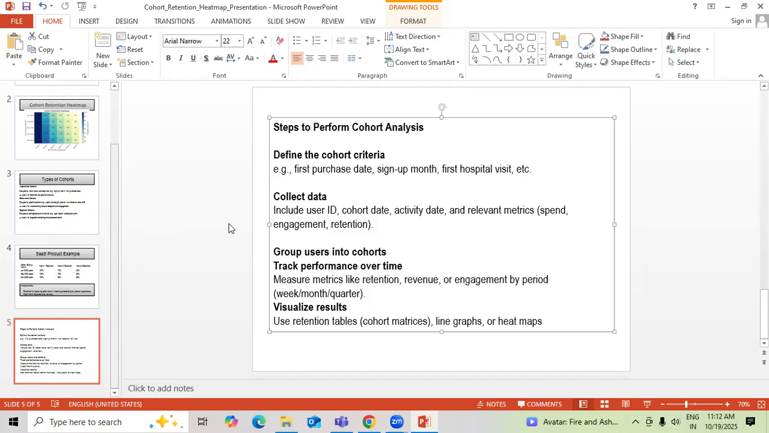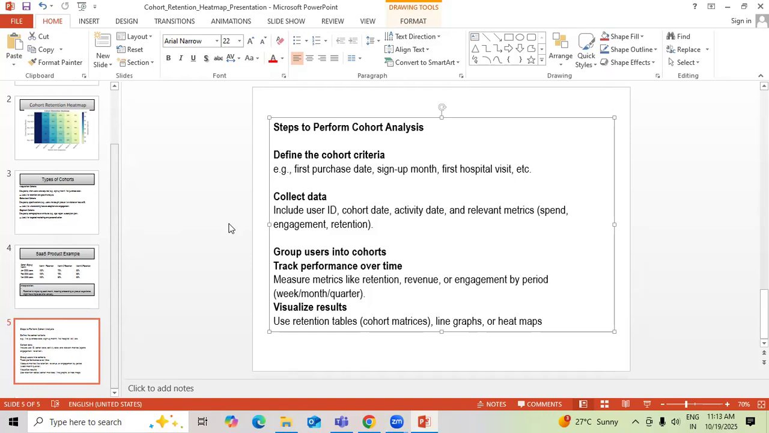Next, we need to group the users into cohorts. Classifying the users into groups is one of the important steps under cohort analysis. Next, we need to track performance over a period of time, so that we can measure metrics like customer retention, revenue, or customer engagement, on a daily, weekly, monthly, or quarterly basis. That way we come to know the performance of the company, the business, sales, or customers.